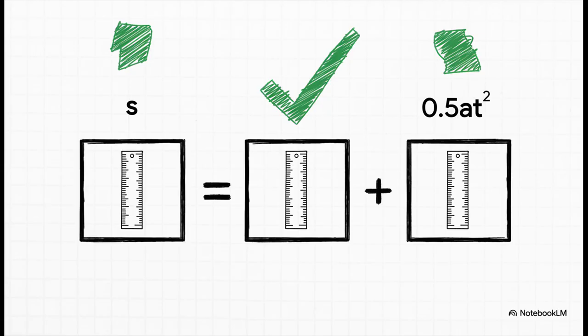That means the equation is dimensionally consistent. It's a valid physical statement. You can actually add these things together because they're all the same kind of thing.